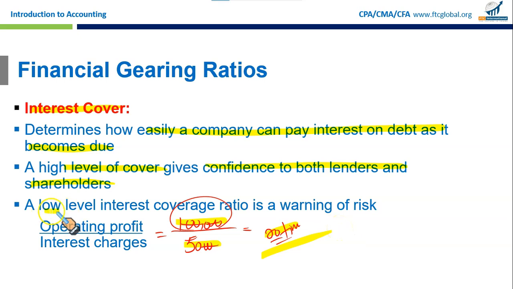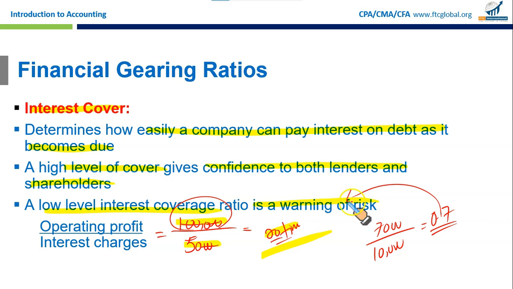And a low level of interest coverage is a warning sign. Let's say our profits are 7,000 and our interest charge is 10,000. That clearly means that our profits are only enough to pay 0.7 or 70% of the interest charge. That is a warning sign that we do not have sufficient profits to cover the interest payments.